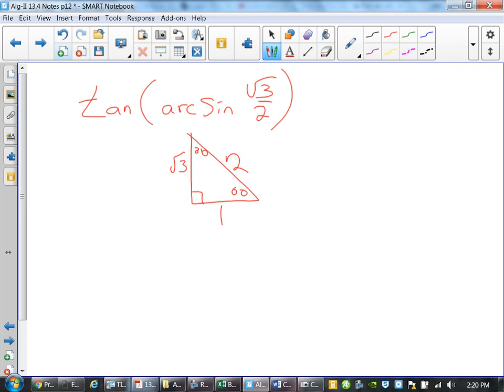Okay. What angle has the sine of root 3 over 2? 60. Okay. What's its tangent? Root 3. Yeah, I garbled up 2 problems.